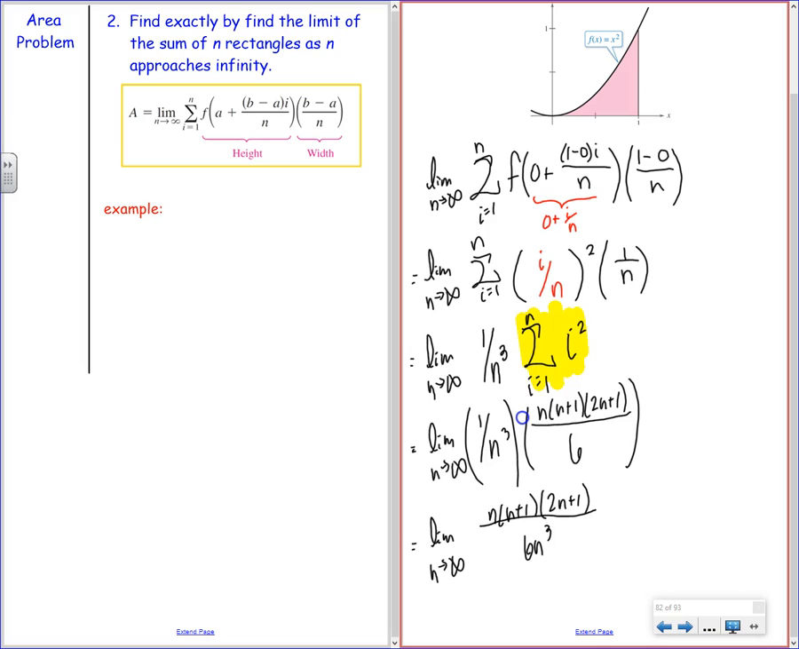Pause. I plug this guy into that formula. I've gotten all the way down to here. Degrees, top, bottom, who wins? 2n cubed over 6n cubed is going to be 1/3. If you can find it in your calculator, this will be the exact answer of the integral from 0 to 1 of x squared dx.